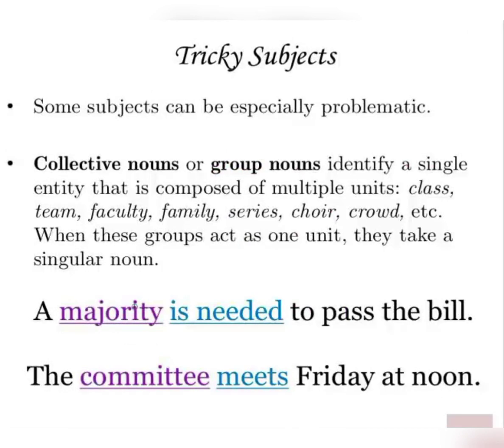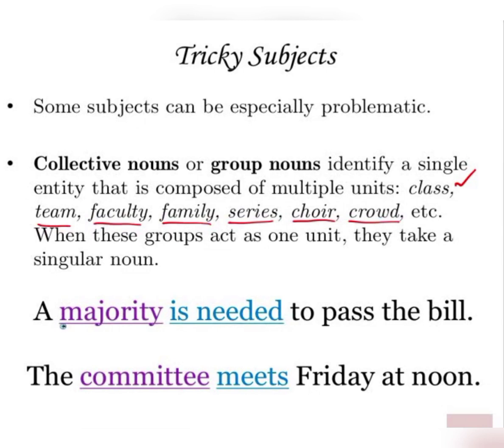All right, some types of subjects can be especially problematic. First of all, collective nouns or group nouns, which we covered briefly in our lesson on nouns. They identify a single entity that is composed of multiple units, something like class, or team, or faculty, family, series, choir, crowd, etc. Each of these things is a group made up of roughly equivalent units. When these groups act as one unit, they take a singular verb.